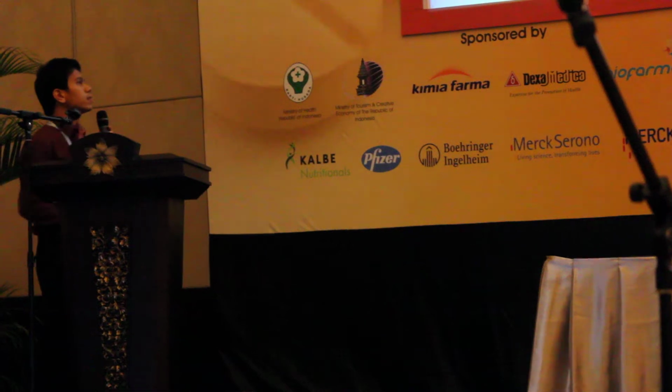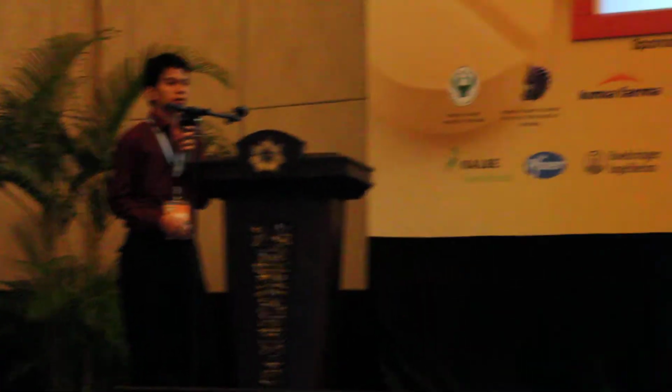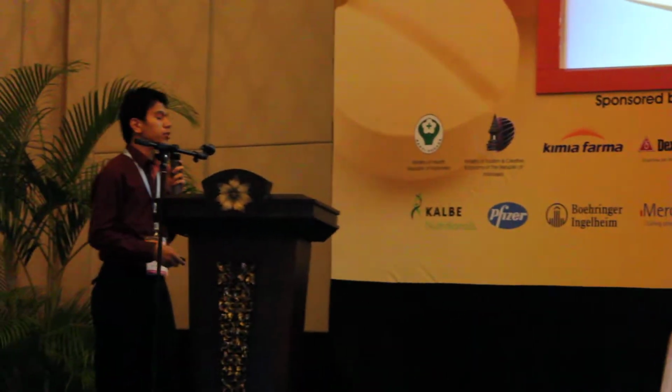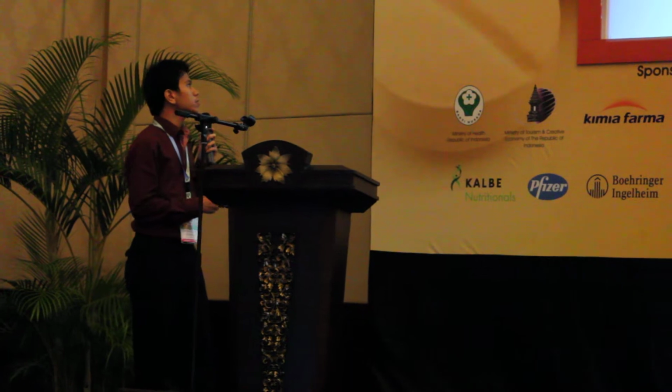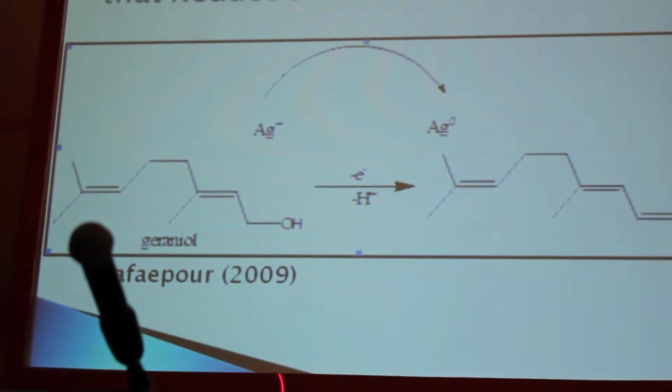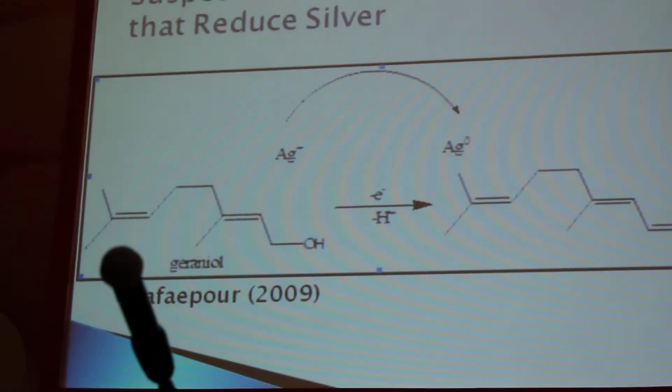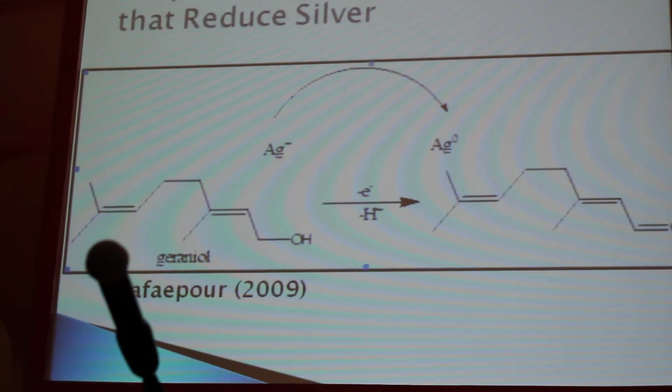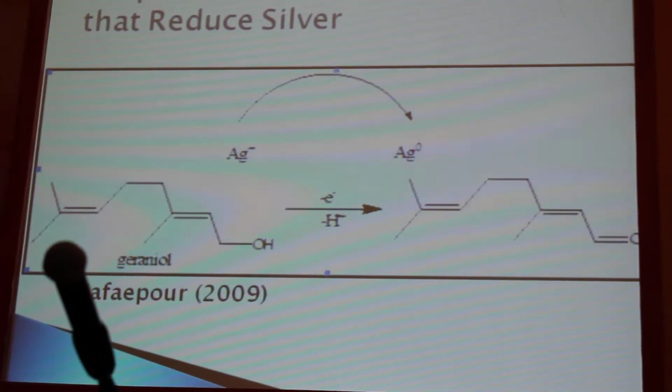The suspected substances in plants are not quite clear, but some researchers have said that it may be terpenoids. One piece of research by Safaepour that used geraniol proved that geraniol can reduce silver into nanosilver.